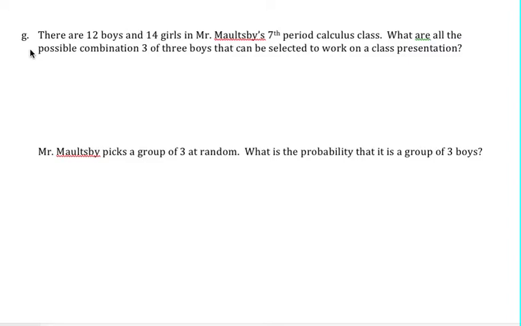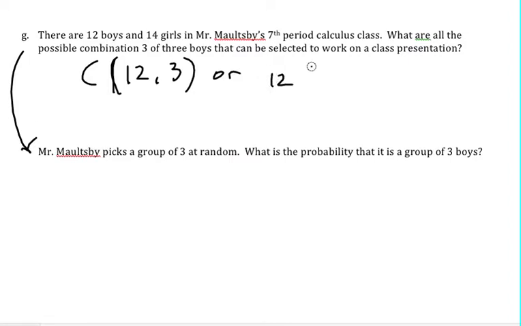It's going to be an important part of this later problem, which is a probability question. It's going to be a key ingredient for this part, which is a little more tricky. Okay, we have 12 boys. We need to make combinations of 3. So this is 12 choose 3, or maybe you write it as 12, choose 3. Either one of those is fine.